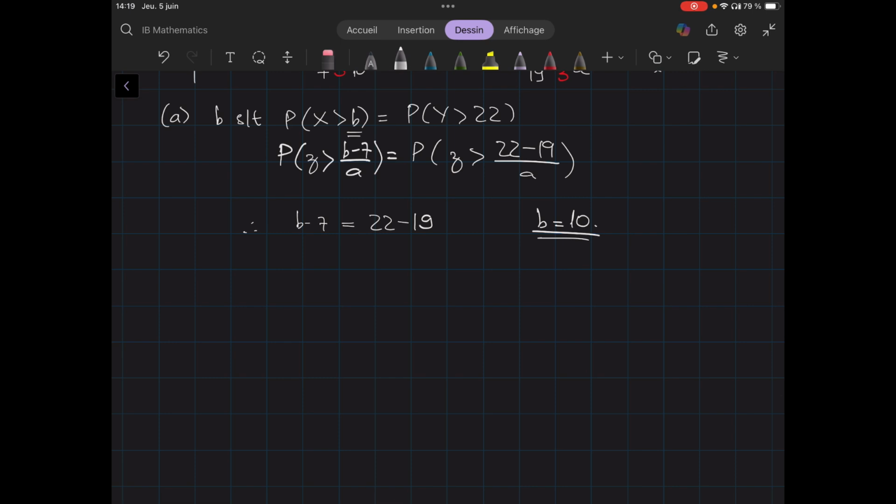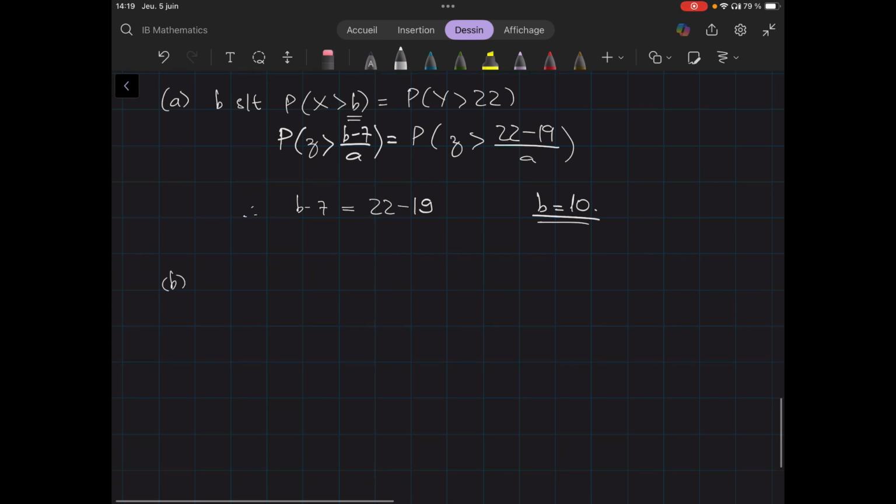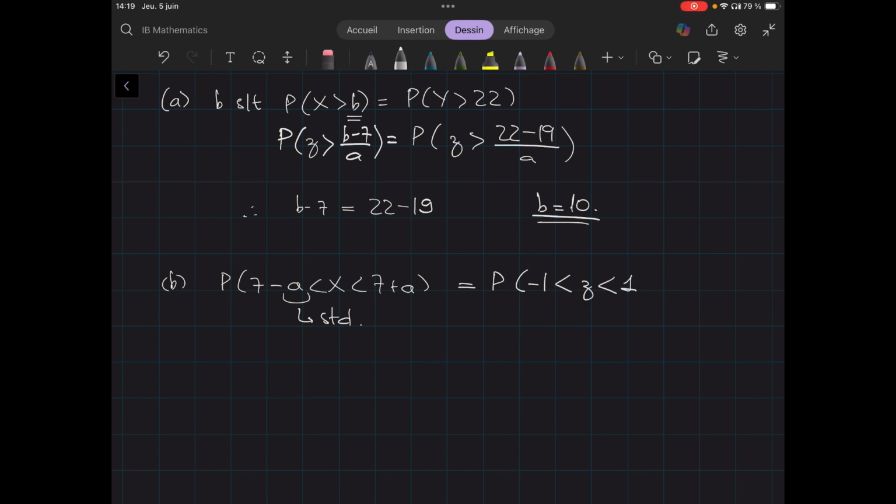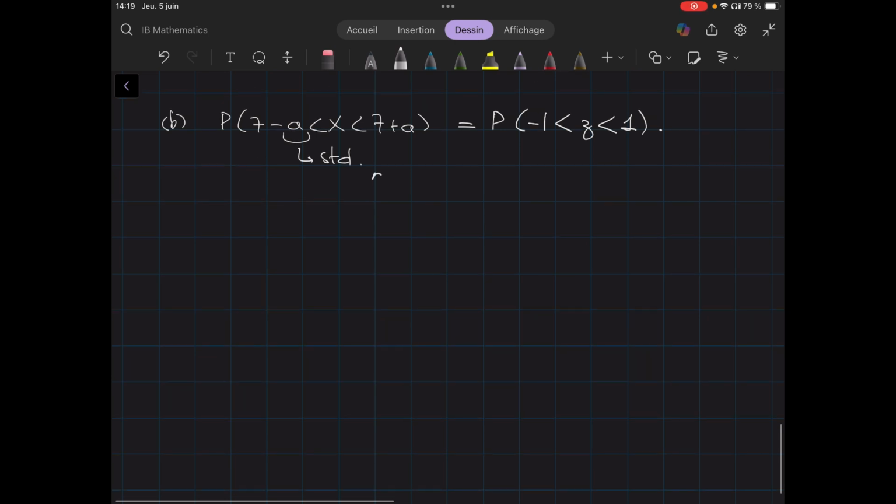Part B. Write down the value of P of 7 minus a less than X less than 7 plus a. What is a here again? a is your standard deviation. This is basically asking, do you remember the three values that you should remember for the normal distribution? This is a very quick recap.